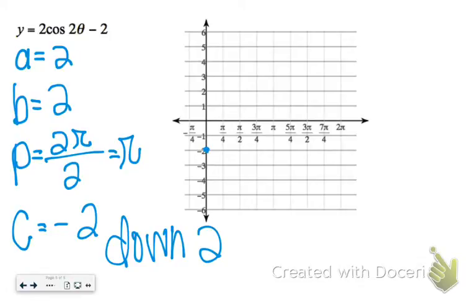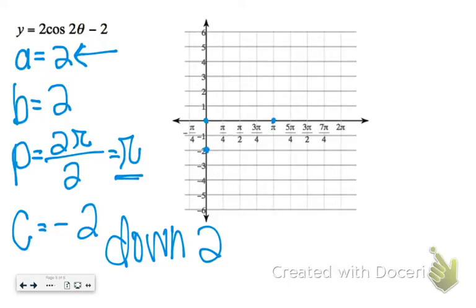And then from there, I'm going to go up whatever my amplitude is, because you have to go up to your high point. So my amplitude is 2, so I'm going to go up 2. This is going to be the starting point right there. And then remember the starting point and the ending point are the same. So my starting point is 0. My ending point is going to be pi. So it's going to be right here at pi.